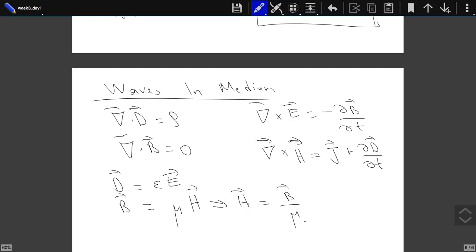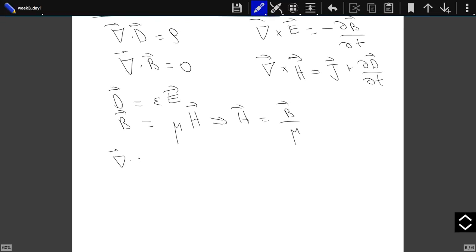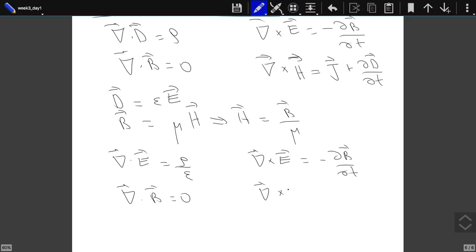Now, let's put these D and H back into the Maxwell's equations. Let's assume we have a homogeneous media. So del dot E is equal to rho over epsilon. Del dot B is equal to 0. Curl of E is equal to minus del B by del T. Curl of B is equal to mu J plus mu epsilon del E by del T.